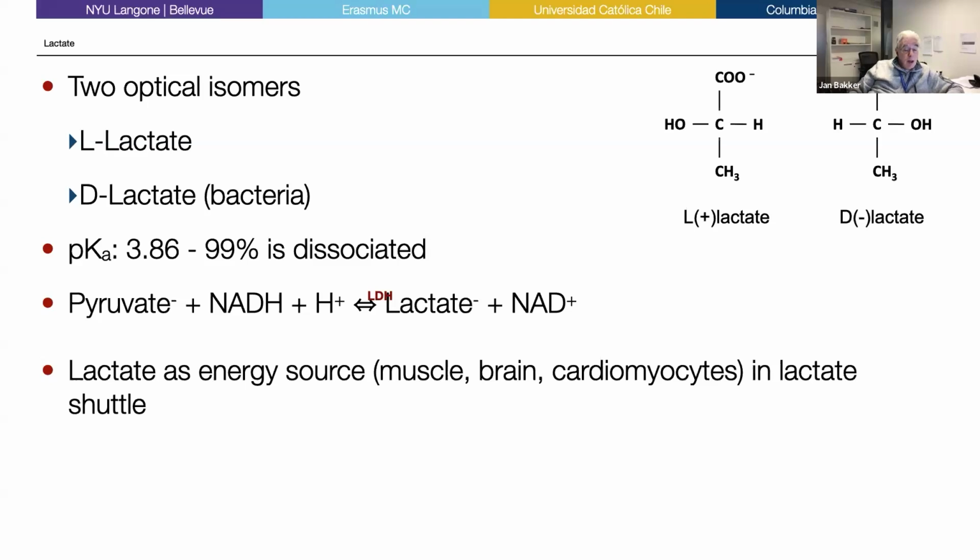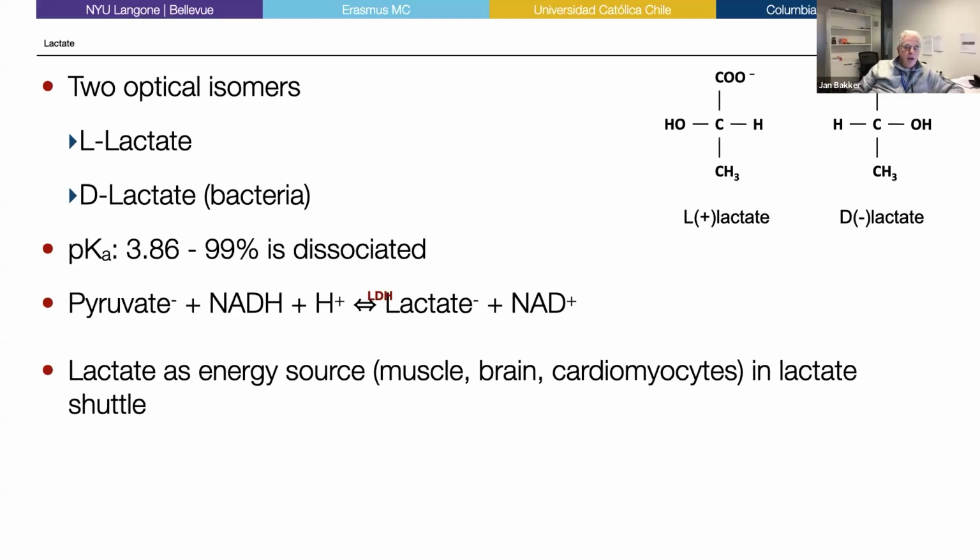So there are two types of lactate, two optical isomers. L-lactate, that's what we use in clinical practice. That's being produced by human beings. And we have D-lactate, that's produced by bacteria. We produce D-lactate in our gut. We tried to do a study a long time ago on D-lactate. Very complicated, never worked.